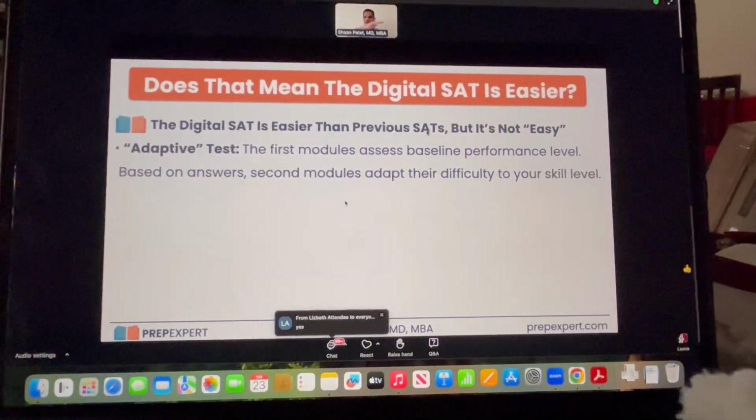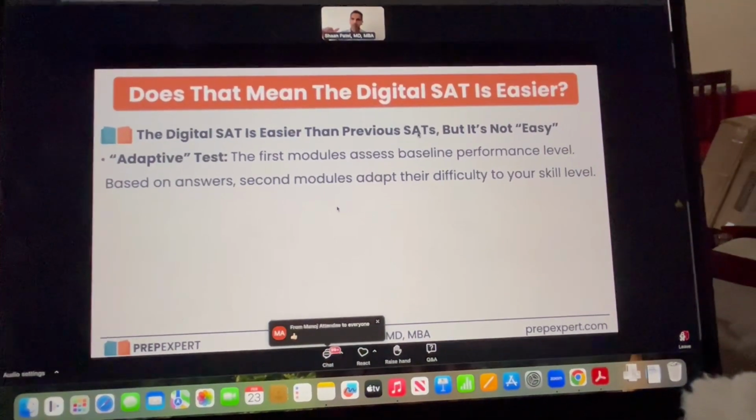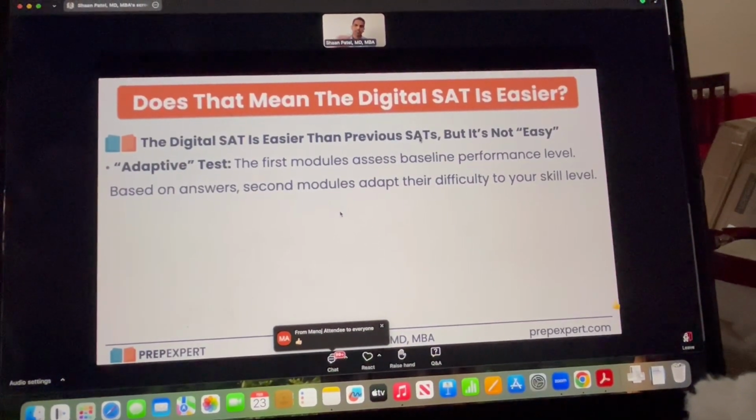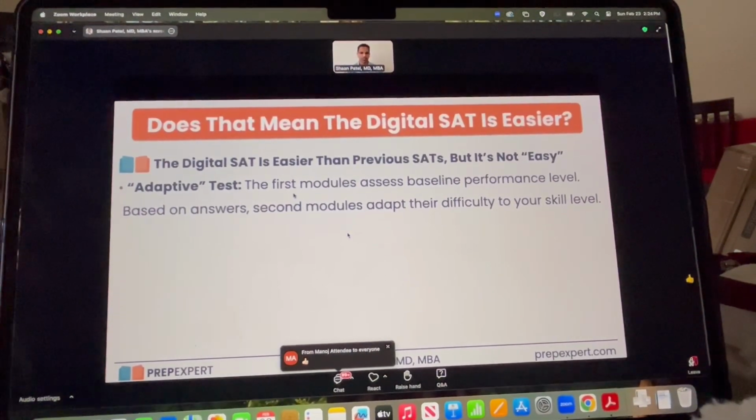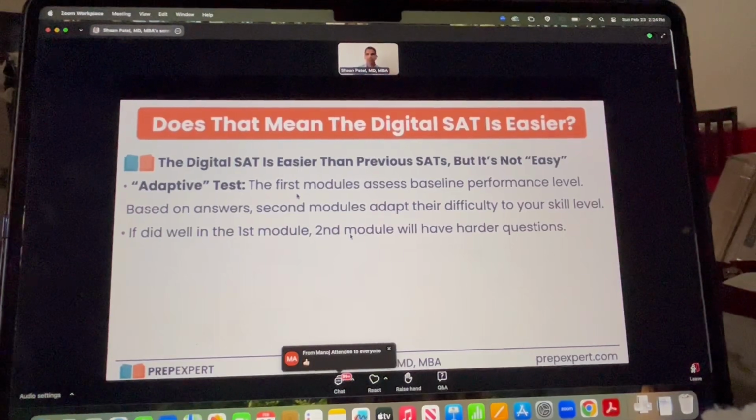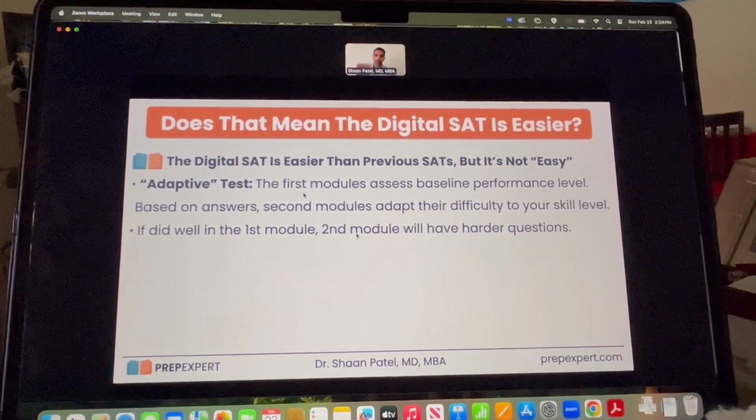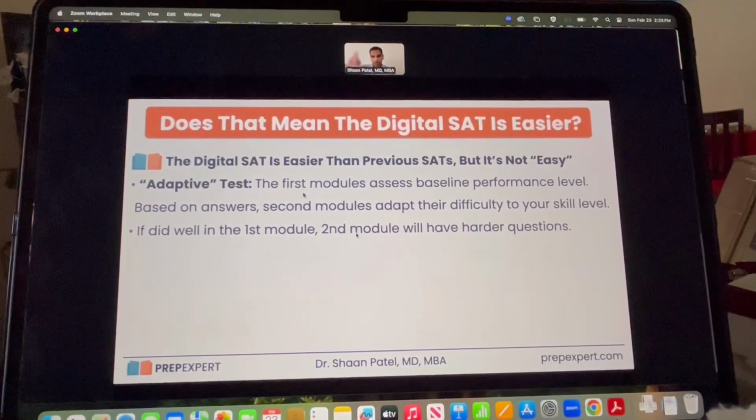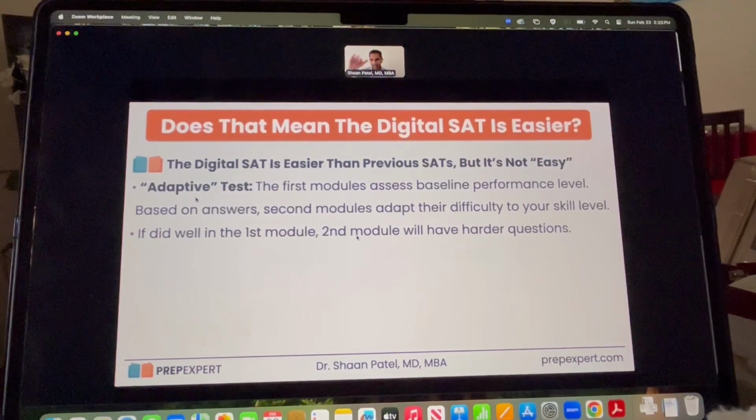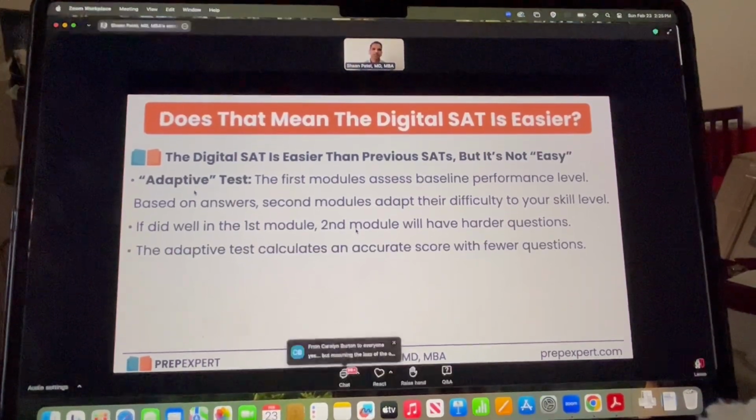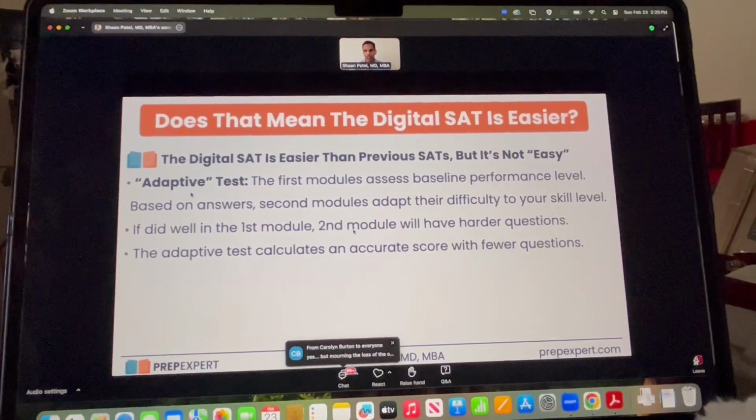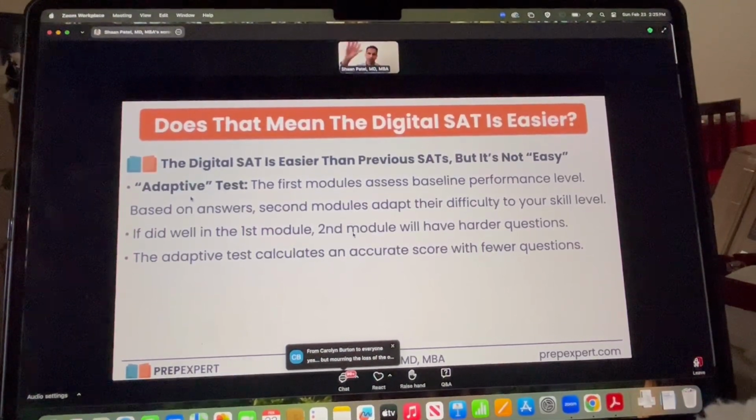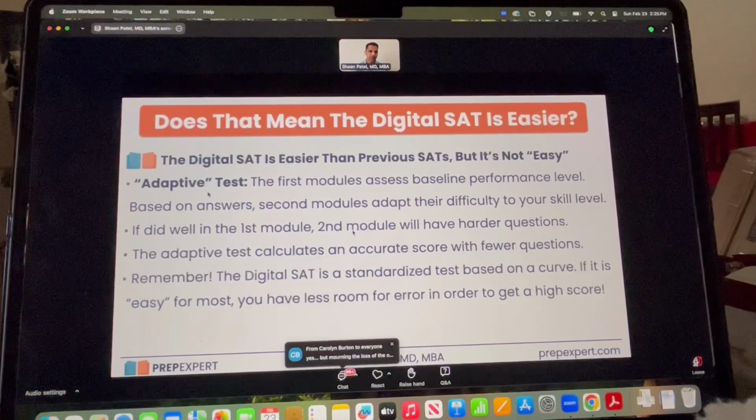Modules will assess your students' baseline performance level. And then based on those answers, the second modules adapt their difficulty to your students' skill level. That means that if they did well on the first module, the second module will have harder questions in order to get a higher score. The adaptive test is able to calculate an accurate score with fewer questions. That's why there's only 98 questions, because the questions adapt to your skill level.